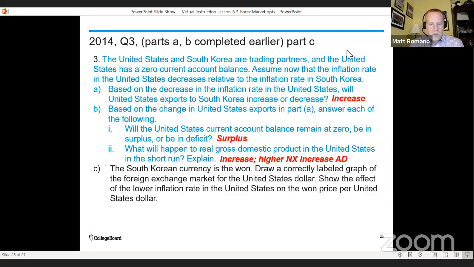We did not talk about part C. So for tomorrow's lesson, go ahead and finish off part C. Remind yourself about parts A and B and how those worked and what the correct answers were. And then complete part C as a way of practicing what we talked about today with the foreign exchange market.